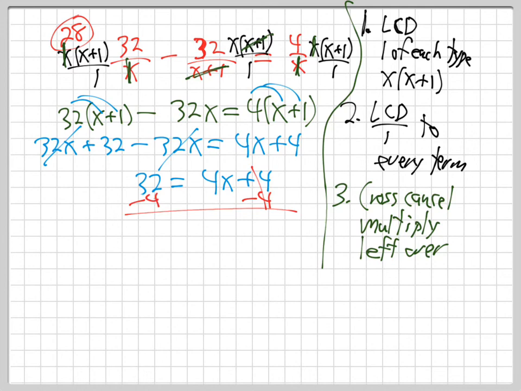All right. Subtract the 4. Thank you. 28 is 4x. Last step. Divide by 4. And x is 7.